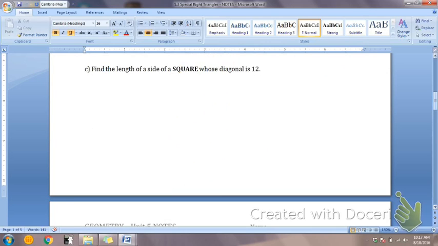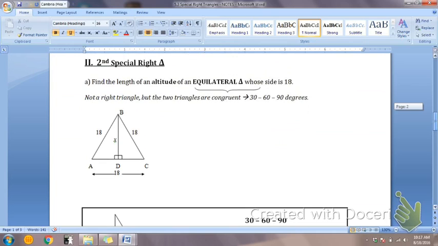All right, the second type of special right triangle is a 30, 60, 90. And here's the hint. When you see this word, equilateral, you should be using a 30, 60, 90 triangle. So it says, find the length of the altitude of an equilateral triangle whose side is 18. So we've already drawn it for you.